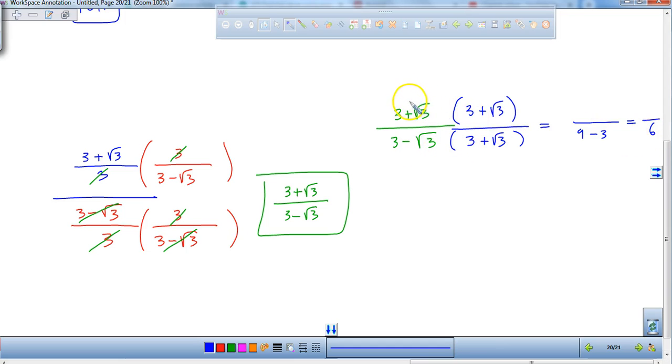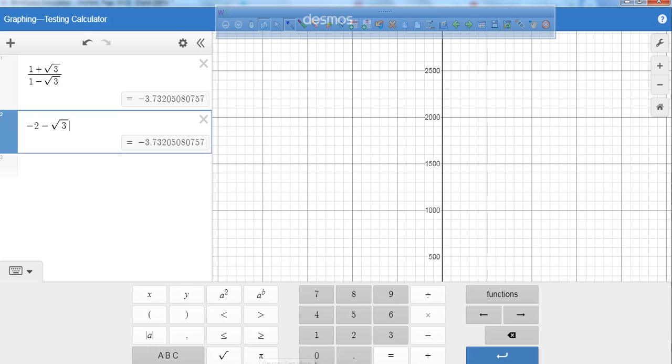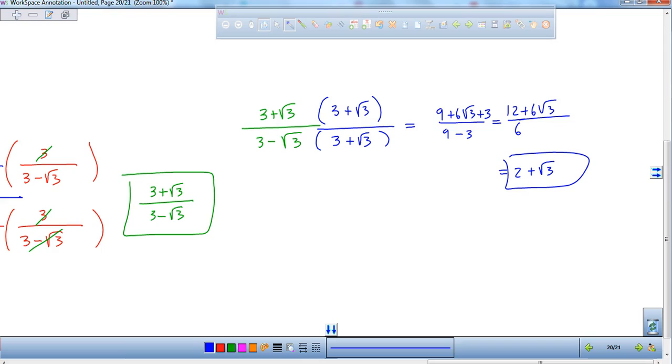The numerator, on the other hand, using the FOIL method, you get 3 times 3, which is 9. You get a 3 radical 3 and another 3 radical 3, which will get you a 6 radical 3. And then radical 3 times radical 3 is just 3. So you end up getting 12 plus 6 radical 3. And 6 goes into both of them, so the final answer is 2 plus radical 3. So that's actually the best answer, which they don't have listed, but that would be the best answer. And all I'm going to do is I want you guys to see that they actually mean the same thing, and then I will submit my answer.